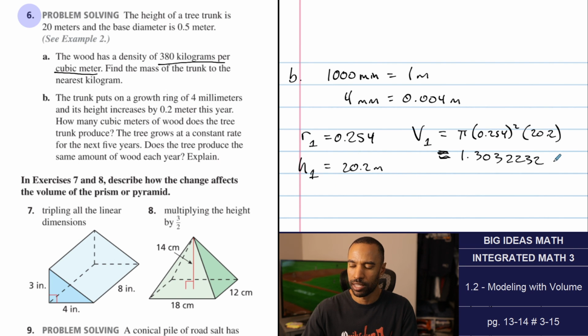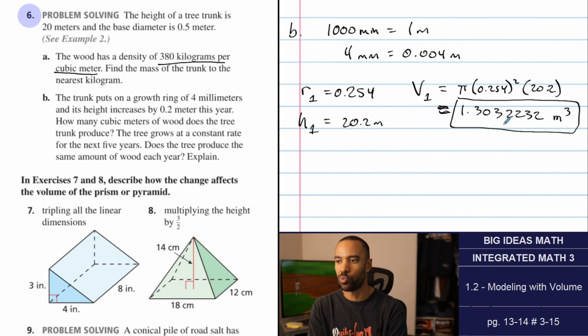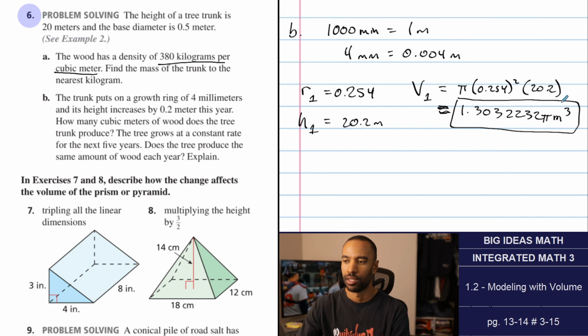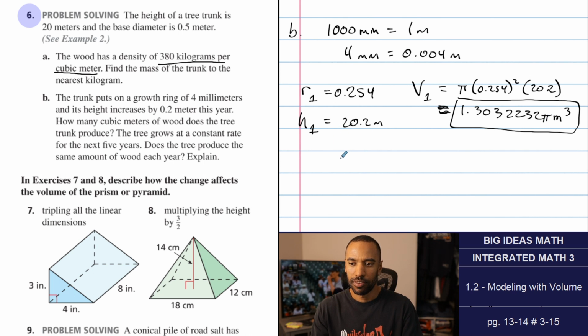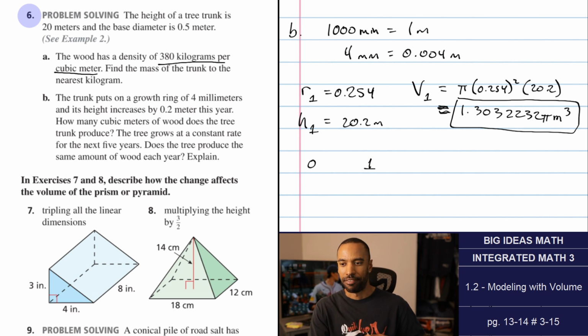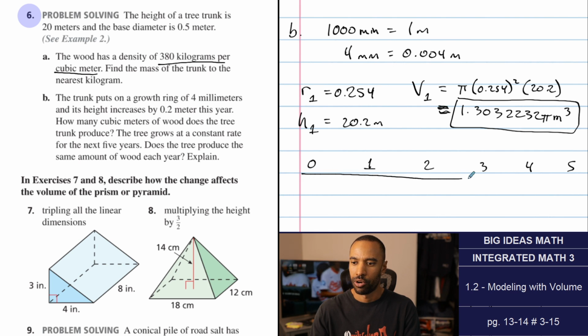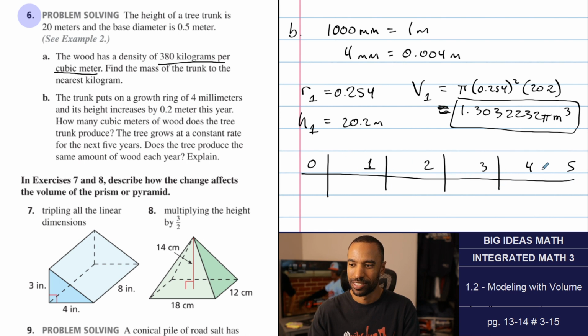This is in cubic meters for the volume of 1 year later. Okay. Now remember the first one, this is in terms of pi. And I want to leave it exact. This is like year 0, year 1, etc. They said do this for the next 5 years. That's quite a bit to take in. 3, 4, 5. So, let's see where I have room to write all this.